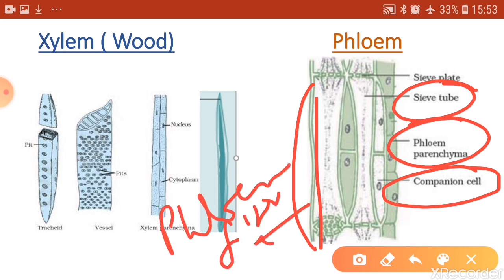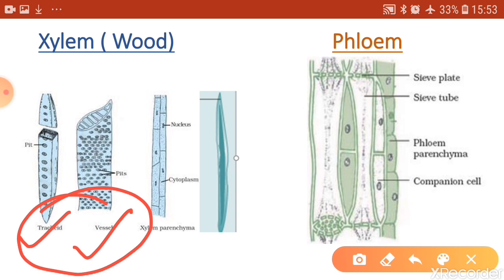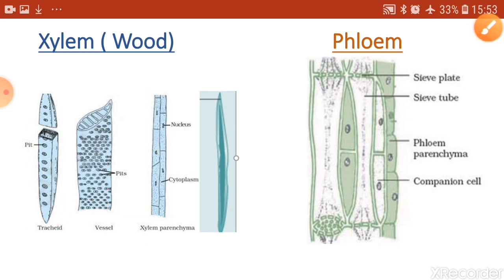The conducting elements of xylem are tracheids and vessels. It's tracheids and vessels that transport water and minerals, and the conducting element of phloem is the sieve tube. Xylem transports water and minerals in the upward direction, whereas phloem translocates food, and this translocation is bidirectional. So these are the differences between xylem and phloem.